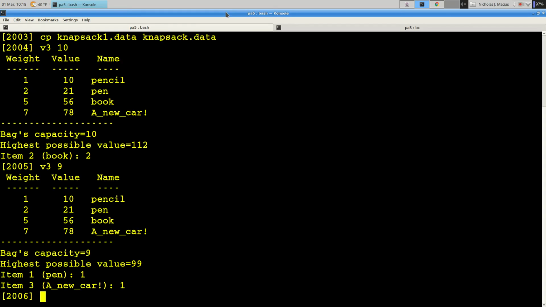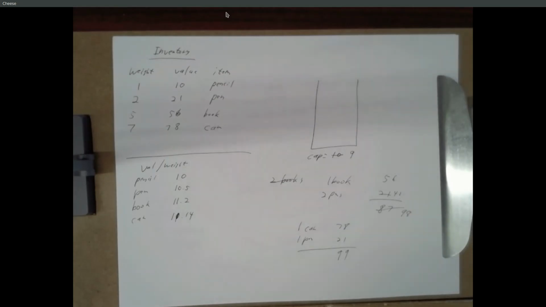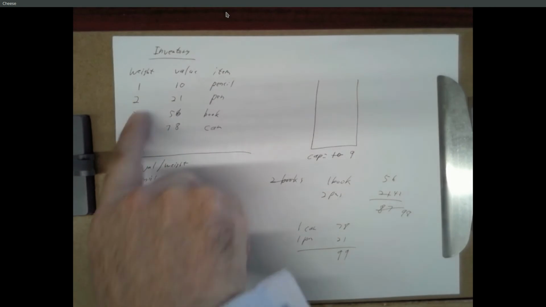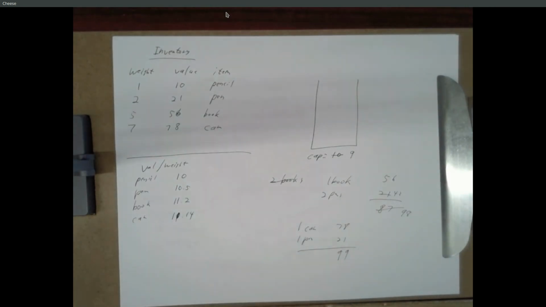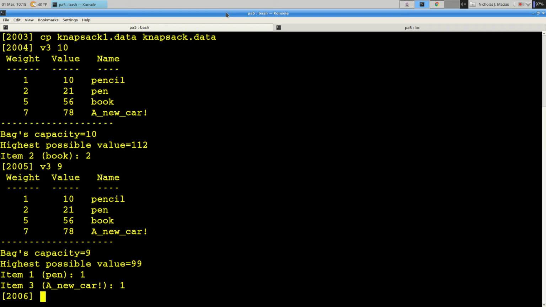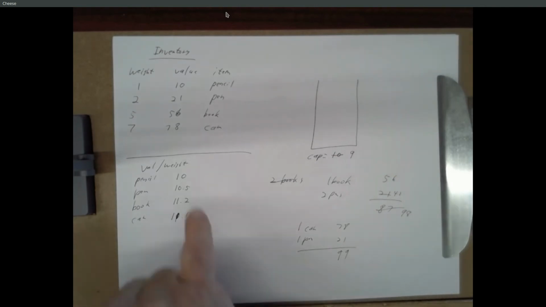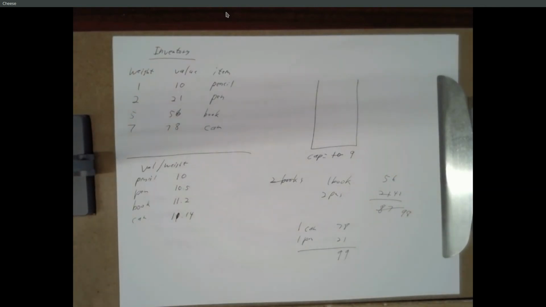Wait, but isn't a car 7 and a book 5? So that's overflowing 9. But if you get a car and you get a pen, that's 7 and 2 is 9. Okay. Right? Yeah, my bad. And so the code should tell you 1 car, 1 pen gets you a value of 99. That's actually better than starting off with the most valuable one.